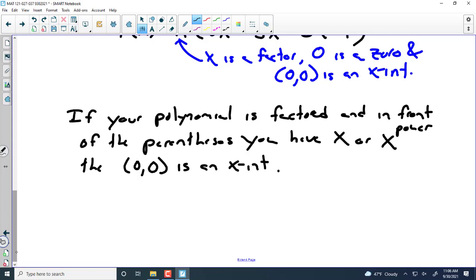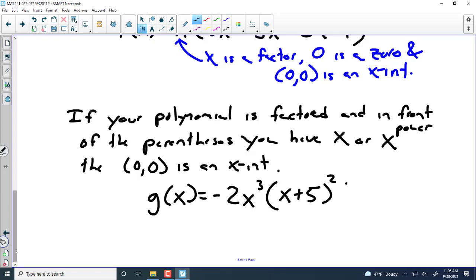In other words, if you have a factored polynomial, and I don't really care if there's a leading coefficient out in front, I don't really care what that is, but what I'm trying to tell you is that if there are some x's hanging out in front here, or x to a power, it means the same thing. It means that an x got factored out, or in this case 3 x's got factored out, and 0, 0 is an x-intercept.